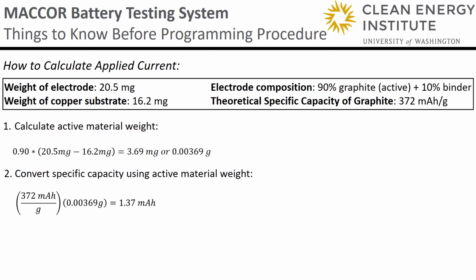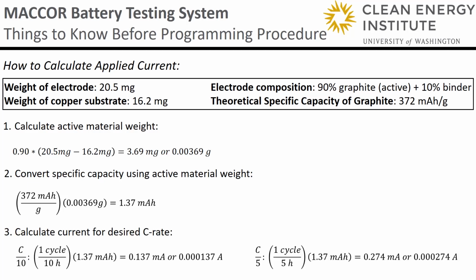And finally, for our cycle, we will calculate the current for the desired C rate that we would like. So for our first cycle of the SEI formation of C/10, that's 1 cycle per 10 hours multiplied by 1.37 milliamp hours, which gets us 0.137 milliamps, or 0.000137 amps. This number is what we will enter into our program to allow for the correct C rate that we would like, taking into account the weight of our active material.